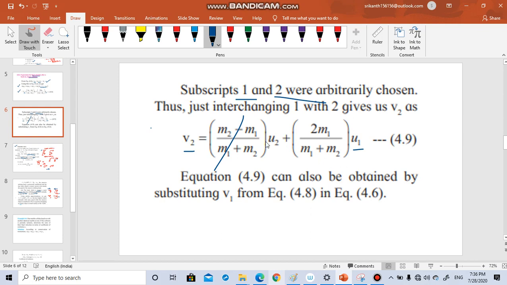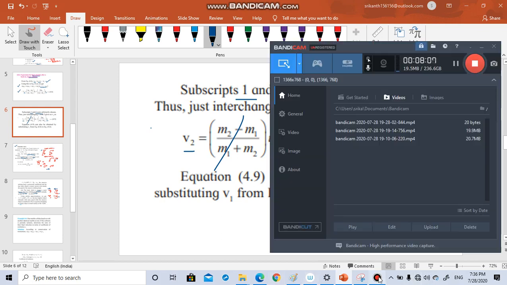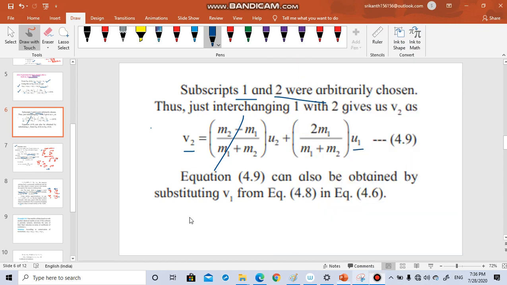This we have to study. Let us say m1 is a big mass. Then this will become 2u1. Now m1 is a very big mass, so m2 minus m1 will become almost like minus m1, and the denominator will become plus m1. So this is becoming minus u2, right?